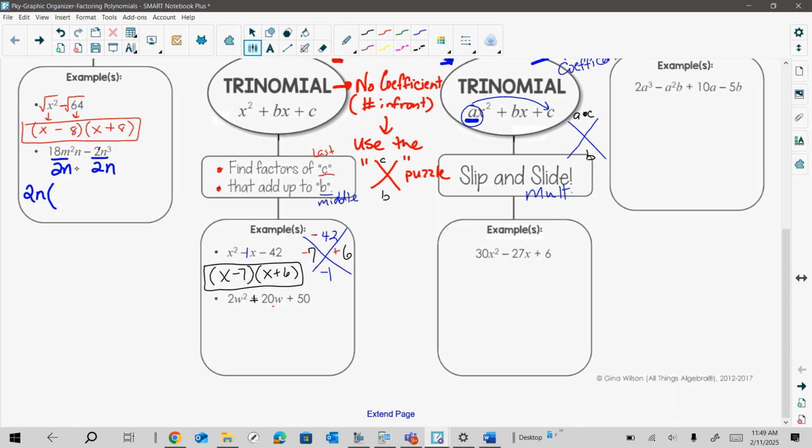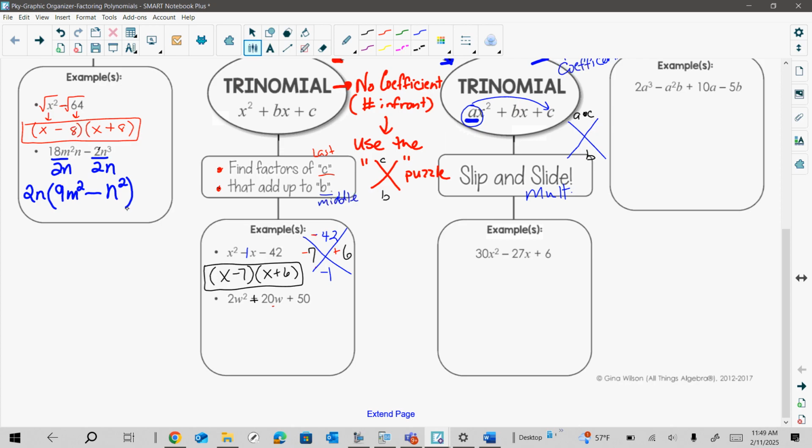And then we're just going to do the division. So 18 m squared n, when I divide that, that's going to be 18 divided by 2, that's 9. The n's cancel, so we're left with m squared. Then the minus sign, and then 2n cubed divided by 2n, that's going to come out to just n squared, because you just subtract the exponents here.